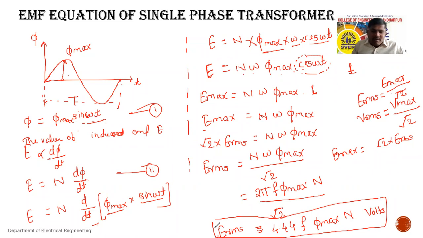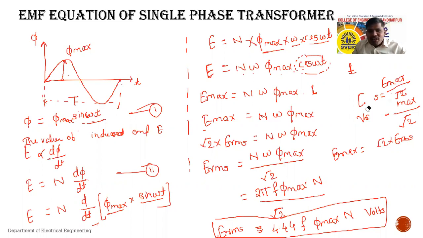So this is the EMF equation, that is E is equal to 4.44 f phi m into N, where f is the frequency of the supply voltage, phi m is the maximum flux, and N is the number of turns of that winding.